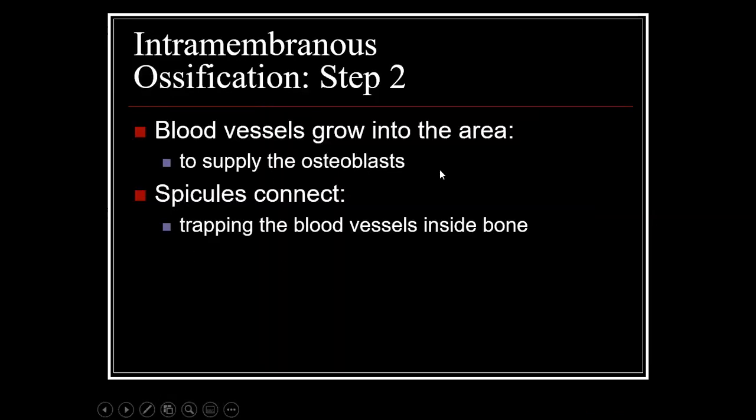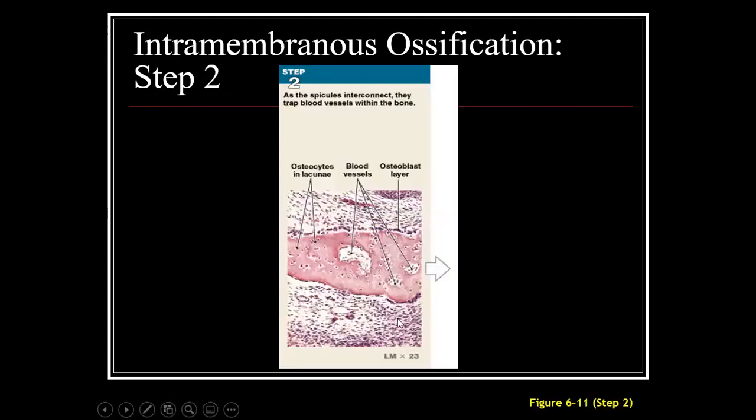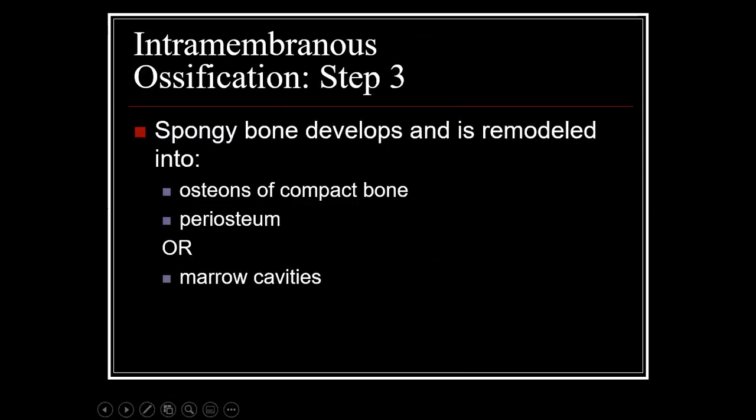Step 2, the blood vessels grow into the area to supply these osteoblasts. The spicules connect, trapping the blood vessels inside the bone. So these osteoblasts have already, over here, you can see that they have turned into mature osteocytes and lacunae, and these blood vessels are now trapped. So this is where the blood vessel will remain for its entirety of the human life. And here's your osteoblast layer on the outside.